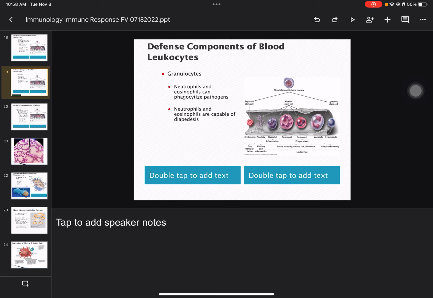Okay, I'm back. So again, neutrophils show up and eosinophils show up with pathogens, right? Neutrophils show up with bacteria, the eosinophils show up with large parasitic worms. And then neutrophils and eosinophils are capable of diapedesis. What is diapedesis?